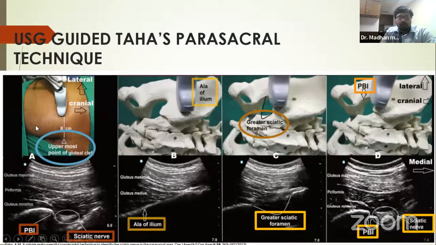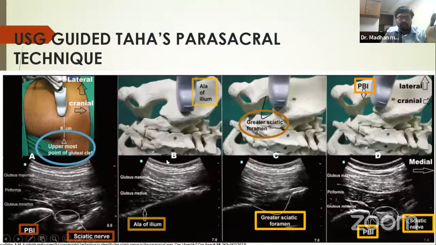Okay, and you start putting the probe, keeping the orientation marker lateral or medial, whichever side you're comfortable with, and just put the probe lateral to the posterior superior iliac spine. Identify the posterior superior iliac spine. Okay, this will be the posterior superior iliac spine. Put the probe lateral to that, and once you keep the probe over that, you will get a straight line formed by the ilium. Okay, this ilium is not going to allow the echoes to pass further down, so you are going to get a straight line.